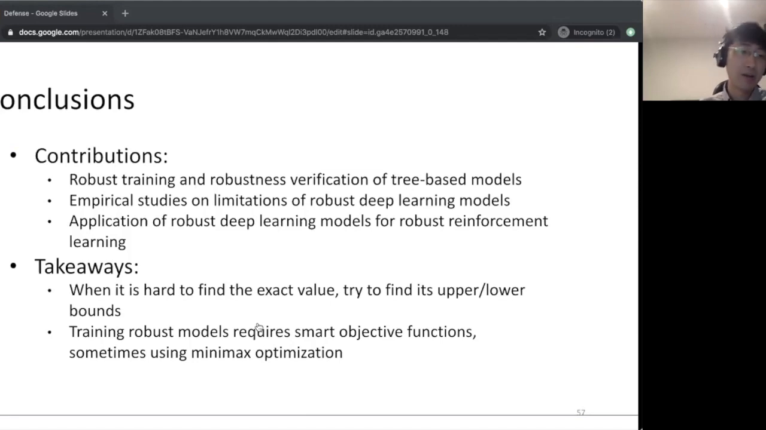There are some takeaway messages of this thesis. The first one is that when it's hard to find the exact value, we just try to find its upper bound and lower bound. This is exactly what we do for finding adversarial examples. We cannot find the exact epsilon star, so we find its upper bound and lower bound. The second takeaway is that training a robust model requires a smart objective function. We just change how we train the model, and sometimes this modification needs minimax optimization.